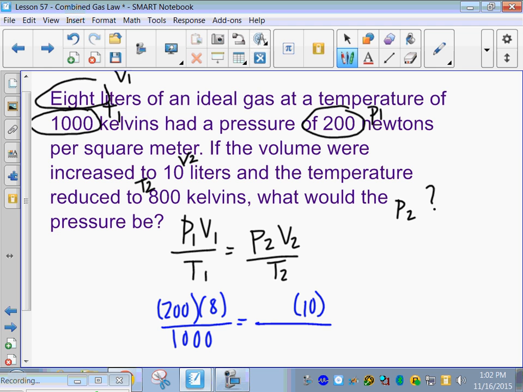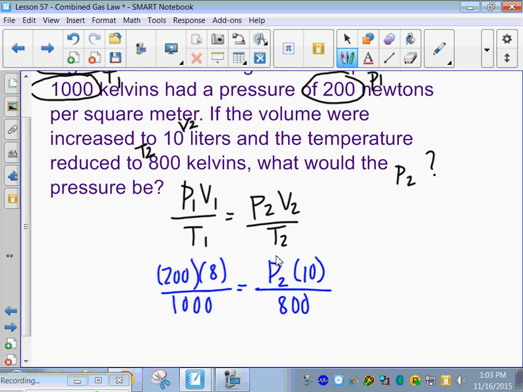And my second temperature is 800 kelvins. And then I'm going to leave P2 as just P2, because that's what we're solving for. Now, since there are so many zeros in these problems, they're actually pretty easy to solve by hand without a calculator. But you're always, of course, welcome to use a calculator if it's a calculator part of the test. So we're just going to do these ones with a calculator.